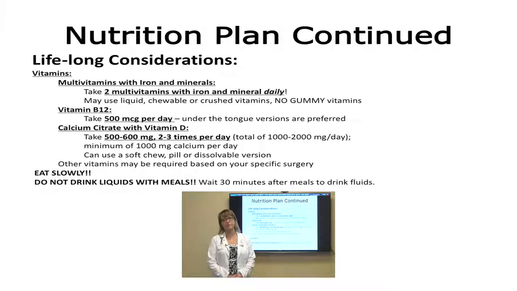For vitamin B12, you want to have about 500 micrograms per day, and the under the tongue version, or sublingual, is the one that's recommended. Calcium citrate with vitamin D, 500 to 600 milligrams, 2 to 3 tablets per day to give you somewhere between 1,000 to 2,000 milligrams per day is the recommended amount. As you can imagine, you want to keep your bones strong, and that definitely helps with that. You can use a soft chew, a pill, or a dissolvable version for the calcium citrate. Other vitamins may also be recommended based on your surgery and your doctor's preferences.